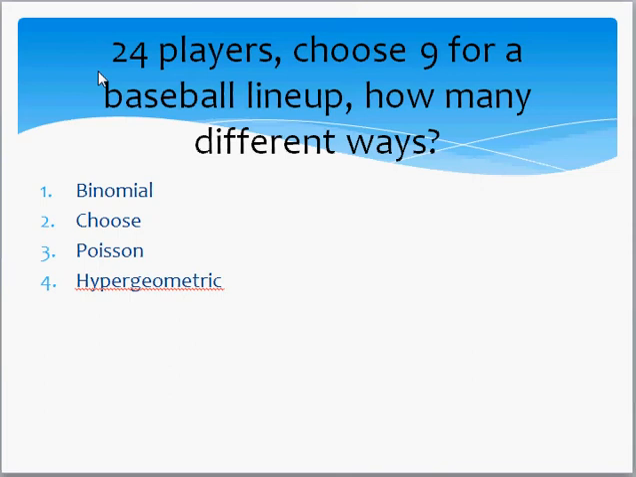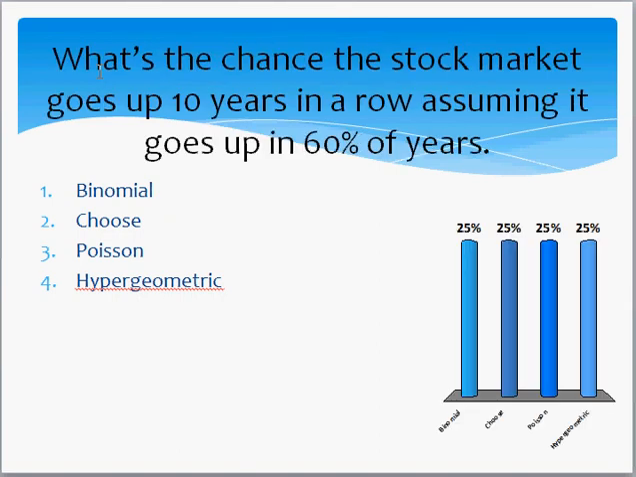So here we've got a question. We've got 24 baseball players. Choose 9 for a lineup. How many different ways? So that is a choose question. 2 numbers, none of them decimals, and it's asking about arrangements rather than a chance of an event. What's the chance the stock market goes up 10 years in a row, assuming it goes up in 60% of years?